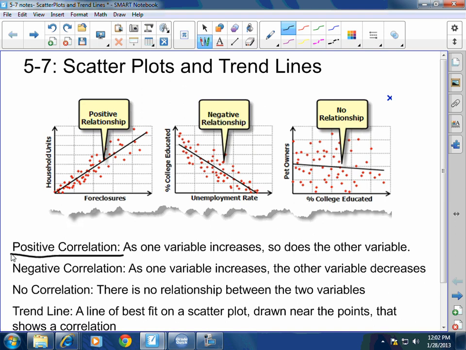Negative relationship has a negative slope going down from left to right. As one variable increases, the other variable will decrease, or vice versa. As one variable decreases, the other variable will increase. Look at the correlation that they have here. Unemployment rate and the percent of college educated. The higher education you have, guys, look at the unemployment rate. It's real low. The lower your college, a lot more unemployment. That's why it's so important to get an education. Because the more educated you are, the more chance that you will not be unemployed.